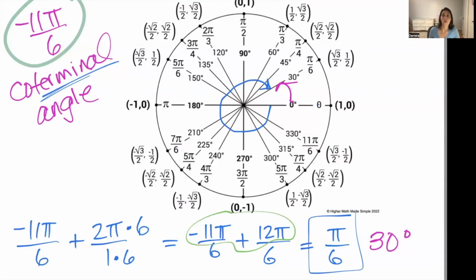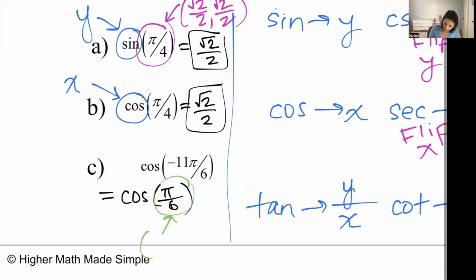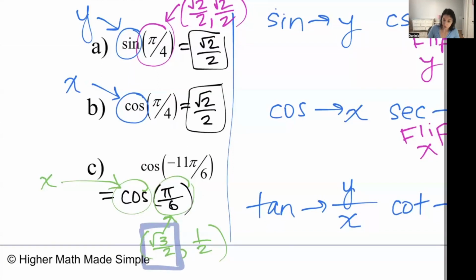So once you've figured out that negative 11 pi over 6 is coterminal with positive pi over 6, they're equal to each other. So this is equal to cosine of positive pi over 6, right? We just saw that you land in the same spot. So this positive pi over 6 tells us that we are looking at this ordered pair specifically. And then this cosine is telling us we're now going to look at the x value. So the final answer is square root of 3 over 2.